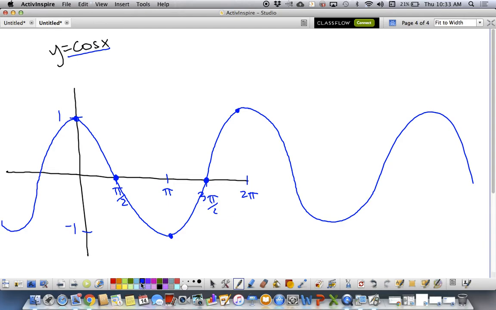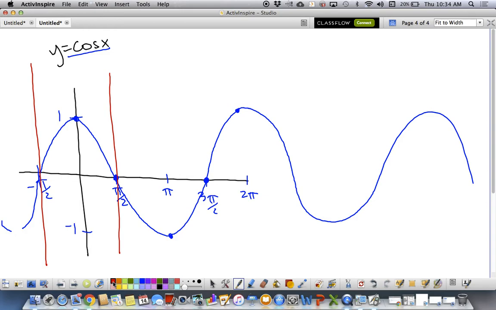Is there a good spot to restrict the domain? Are we still going to restrict cosine to negative pi over 2 to pi over 2? If we restricted it from here to here, that is not the right spot for that stop. We're going to erase that line. So are we going to restrict from negative pi over 2 to pi over 2? Is that a one-to-one function?